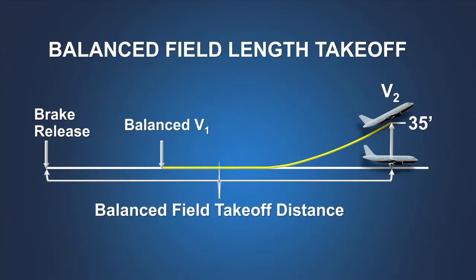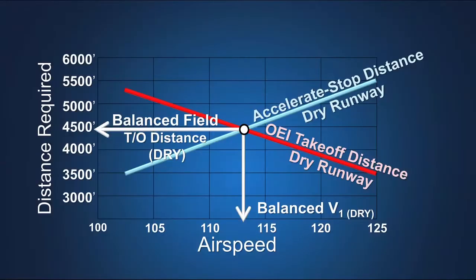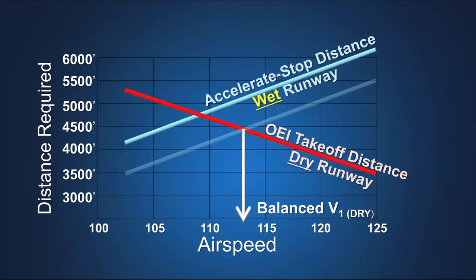Typically, the minimum field length required for takeoff in a two-engine turbojet transport category airplane is based on the balanced field length concept, where the accelerate stop distance is equal to the one engine inoperative takeoff distance. The balanced field length can be obtained when, for a given takeoff weight, a V1 speed is selected such that these two distances are equal. When the runway is wet, the accelerate stop distance increases due to reduced friction during braking.